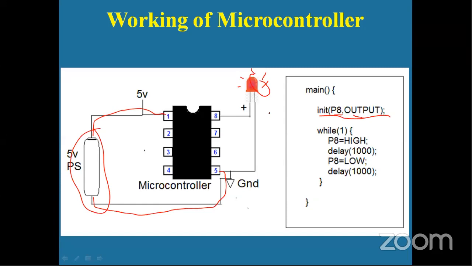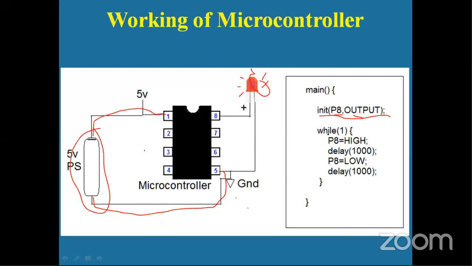Okay, so what I'm planning to do is control the blinking of this LED. So I use pin 8 as an output pin. How to use that? I simply say init P8 comma output. Don't worry about understanding the syntax here. Please don't memorize the syntax by heart. The syntax is actually not correct. We are going to learn a different syntax in the subsequent slides. So I initialize pin number 8 as an output pin.